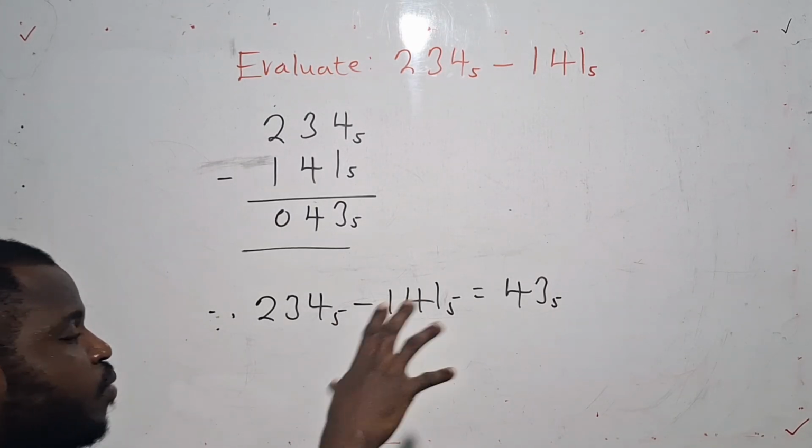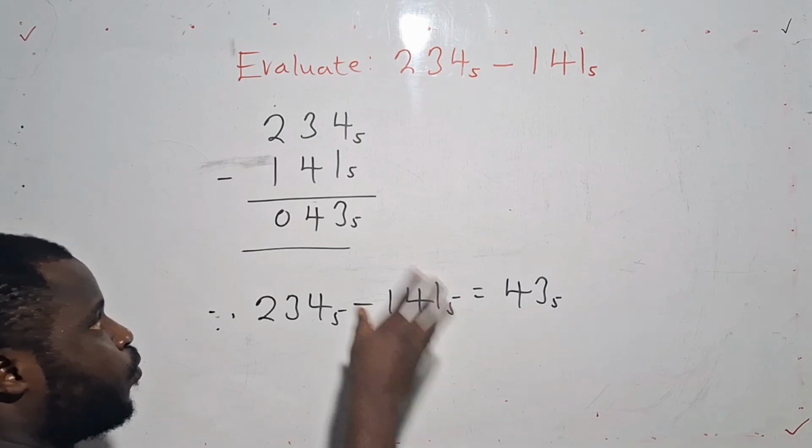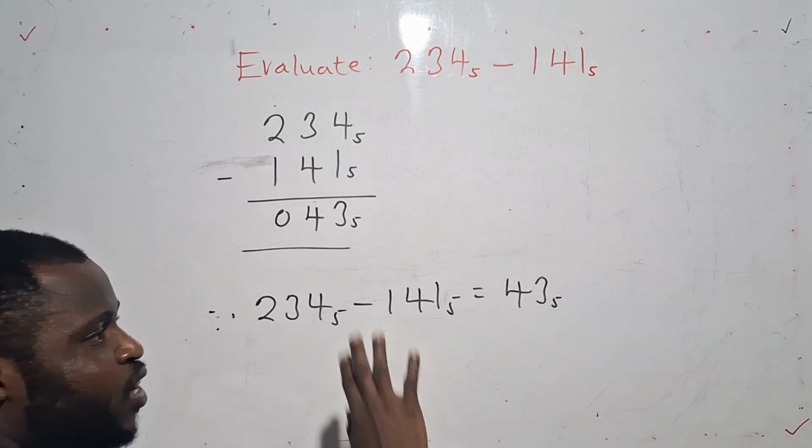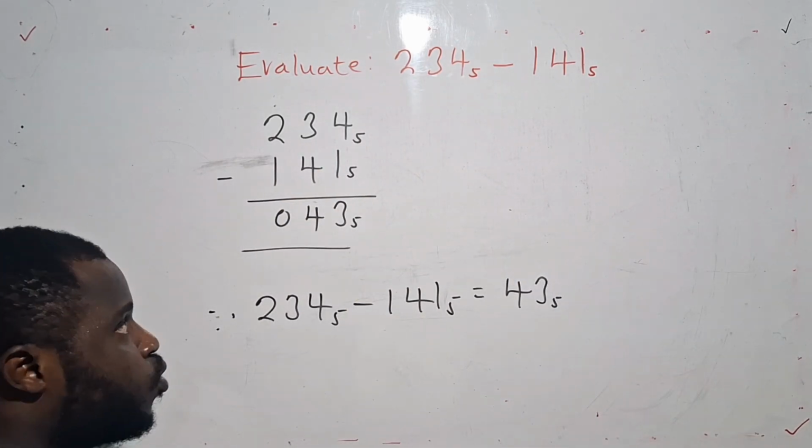Take note when you are borrowing. In base 5, when you borrow, you have borrowed 5. In base 6, when you borrow, you have borrowed 6.